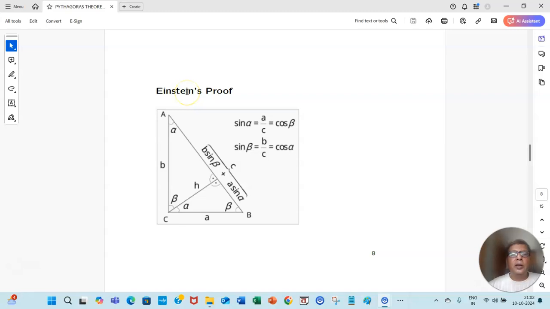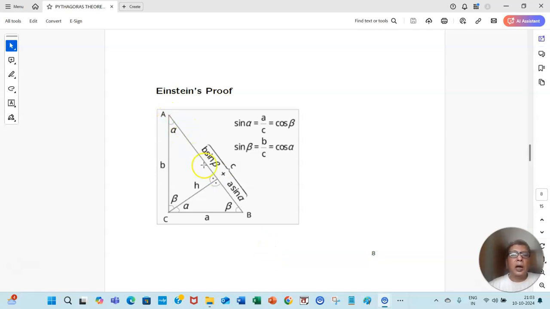Einstein gave an interesting proof of the Pythagorean theorem. He drew from the right angle vertex a perpendicular on the hypotenuse, and the angles are alpha here, beta and beta here, easy to prove. Then we get sin alpha equals a by c equals cos beta from this triangle, and sin beta equals b by c equals cos alpha from the big triangle and the small triangle.